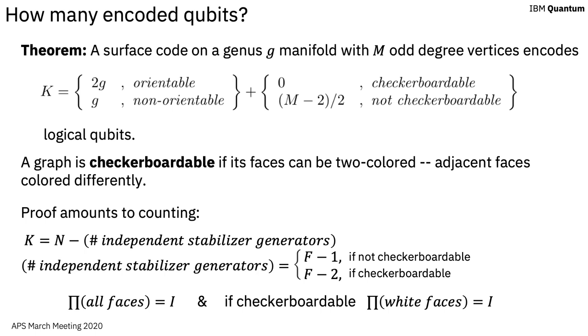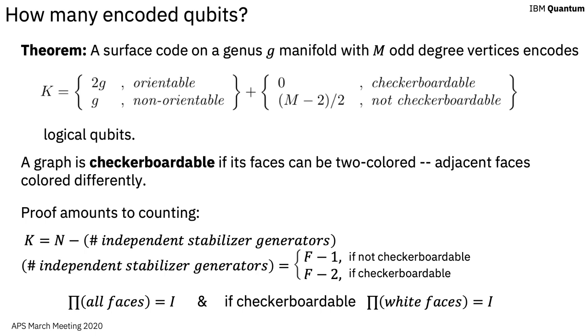So just to give you a rough idea of how this proof goes, you just count the number of independent stabilizer generators, and then k is equal to n minus that number. There's a stabilizer generator for every face, so of course we have at most that many independent generators, but those aren't all independent. The product of all faces is always identity. You can even use some properties of these cyclically anti-commuting lists to show that the product of everything in the list has to be identity. So if I take the product of all faces, I will get identity on the entire space. And then if the graph happens to be checkerboardable, then the product of all of one color of the faces, let's say the product of all the white faces, is also identity. So you get these two different dependencies.